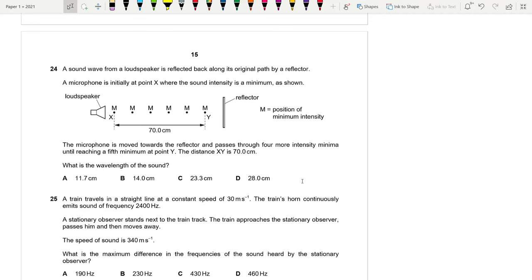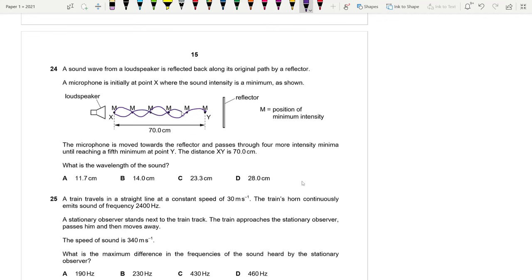A sound wave from a loudspeaker is reflected back along its original path by a reflector. A microphone is initially at point X, where the sound intensity is a minimum as shown. So the microphone is moved towards the reflector and passes through four more intensity minima until reaching a fifth minimum at point Y. So you guys need to understand that we're getting a series of nodes and antinodes, right? Like this.